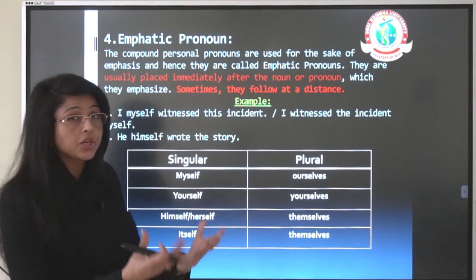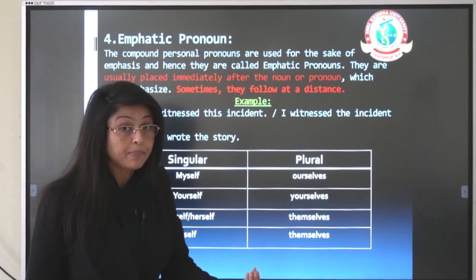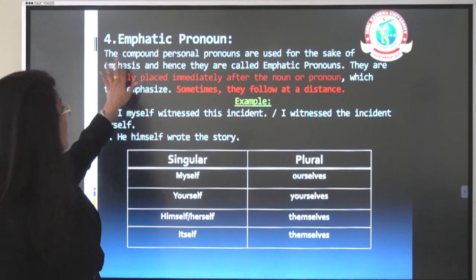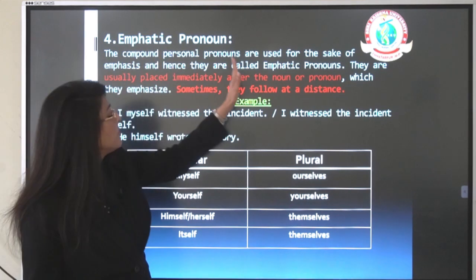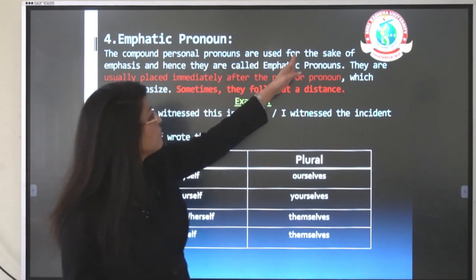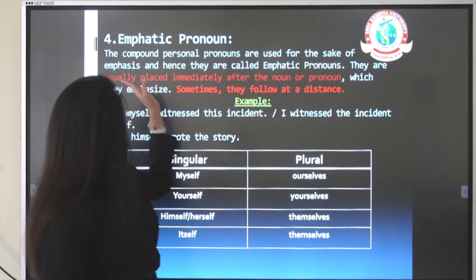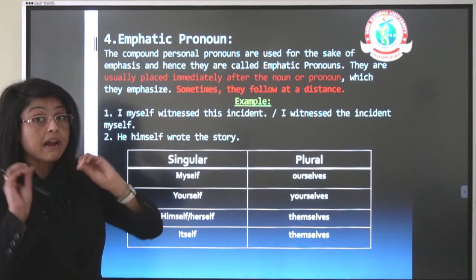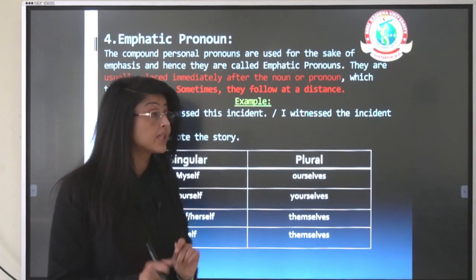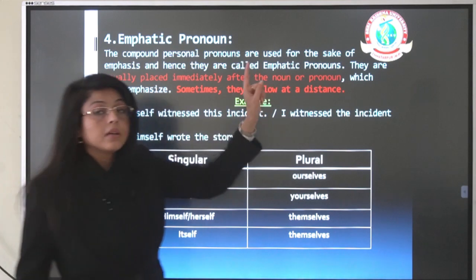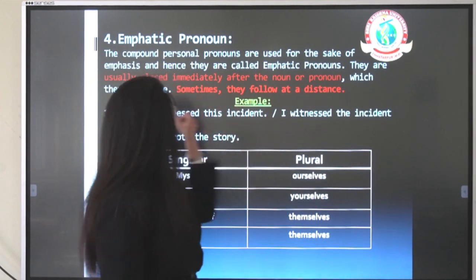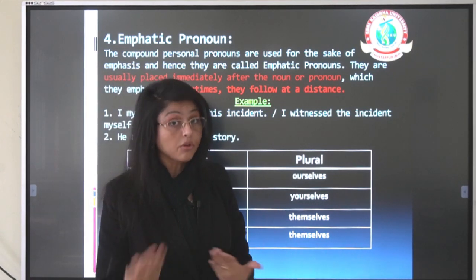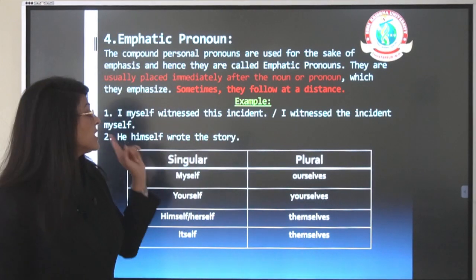You are giving more weightage on something which is happening or going to happen or will happen or had happened, anything. Now, the compound personal pronouns are used for the sake of emphasis, and hence they are called emphatic pronouns. They are emphasizing, they are highlighting, they are focusing. And the main thing, this is very important, they are usually placed immediately after the noun or a pronoun, or can be at a distance.